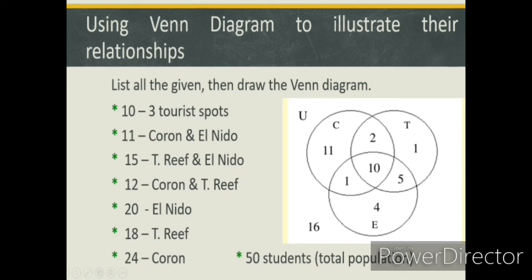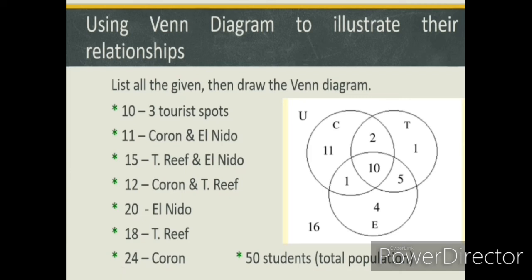Next, the same principle applies to the 15 students who went to Tubataharif and El Nido. Since, again, you have 10 students who went to the 3 tourist spots, 15 minus 10 is 5, and that would be written on the right side of the drawing. So 10 plus 5 is 15, and that is the intersection of Tubataharif and El Nido.